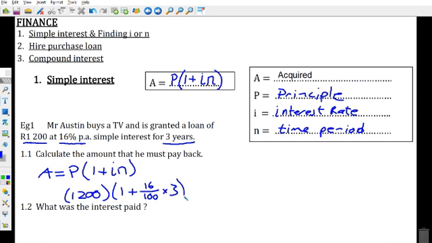3 years. Okay, so we take our calculator. Now we can plug it in. So we say 1,200 multiplied by bracket. Don't forget there, because there's two terms inside the bracket, so you have to put in a bracket. 1 plus 16 over 100 multiplied by 3.